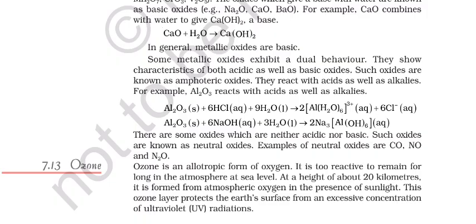Ozone. Ozone is an allotropic form of oxygen. It is too reactive to remain for long in the atmosphere at sea level. At a height of about 20 km it is formed from atmospheric oxygen in the presence of sunlight. This ozone layer protects the earth's surface from excessive concentrations of ultraviolet radiation.